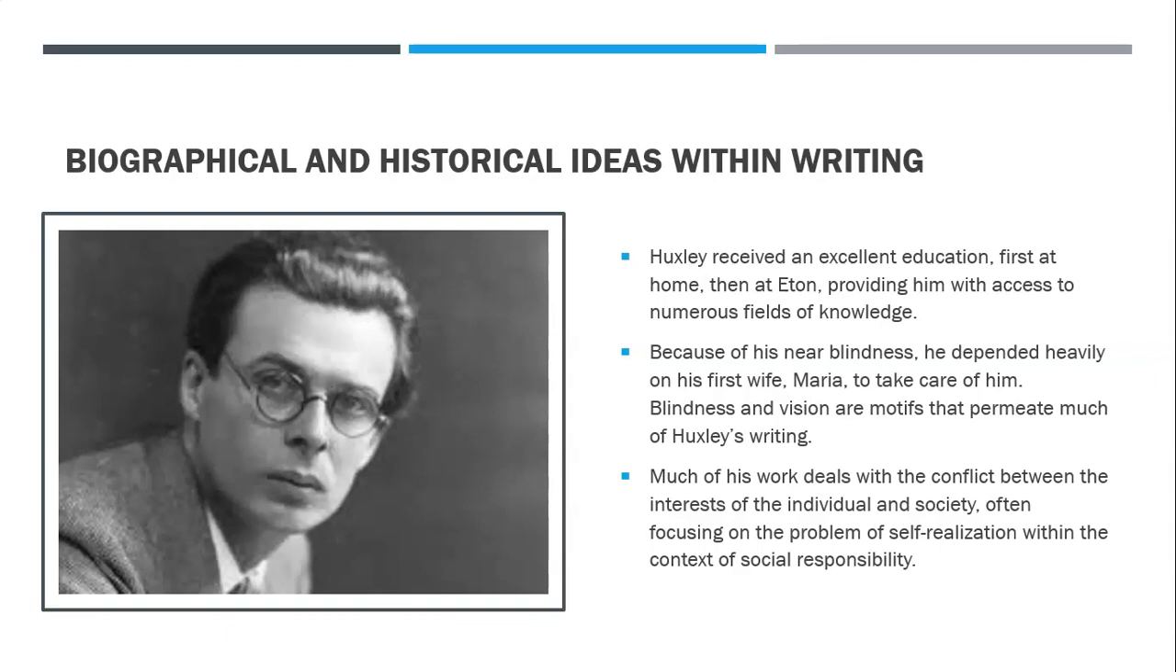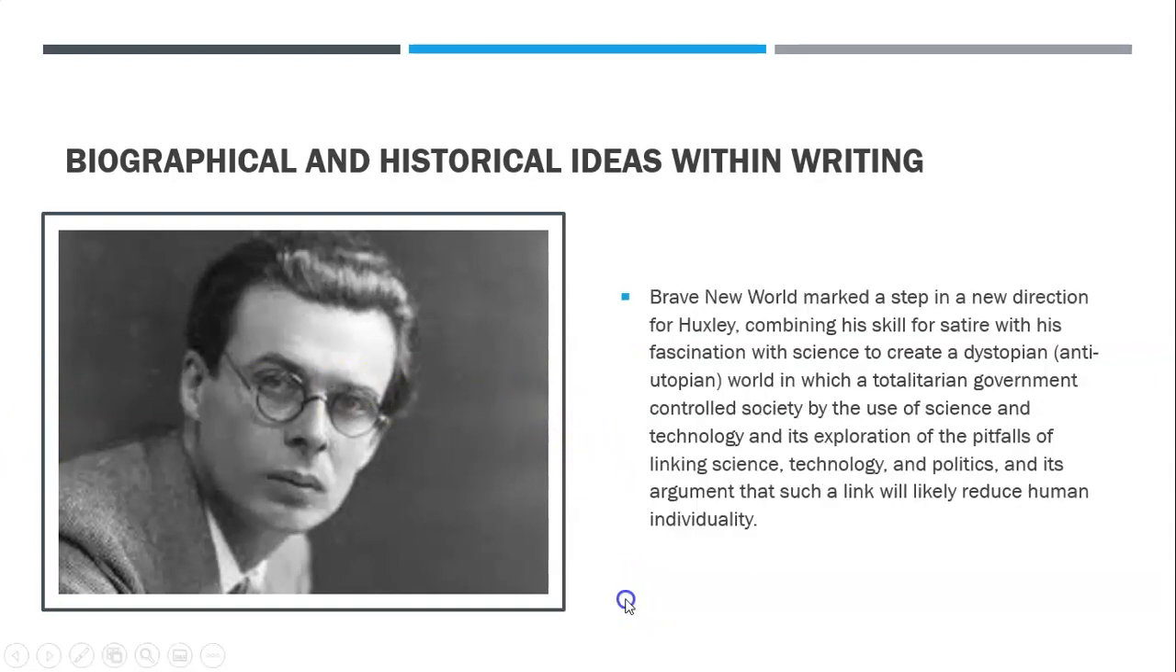Now, because of his near blindness, he depended heavily on his first wife, Maria, to take care of him. His blindness and vision are going to be motifs in a lot of his writing, not just Brave New World. In fact, much of his work deals with the conflict between the interests of the individual and society, which often focuses on self-realization. So you're going to see a lot of blindness and ignorance toward the self and toward society itself, and what it means to take on social responsibility.